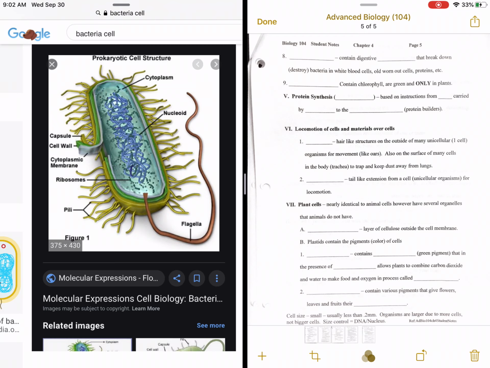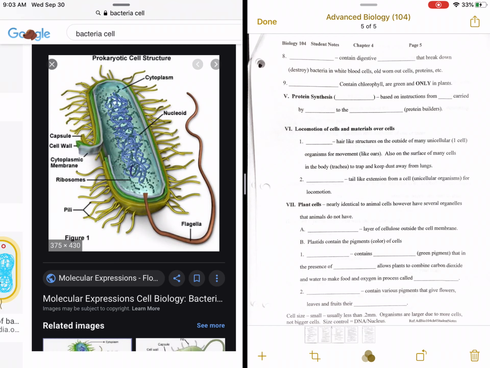But first, we are on protein synthesis. Protein synthesis, or production, is based on instructions from DNA, which is carried by RNA to the ribosomes, the protein builders. So it goes from DNA to RNA to ribosomes, which build the proteins. And don't worry, we're going to go into that in so much detail later on.